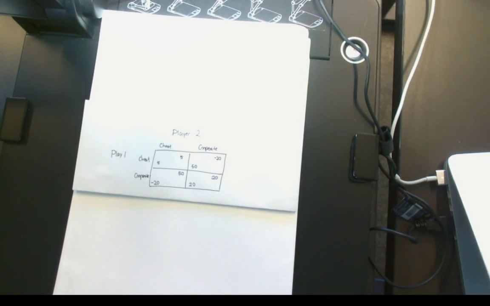Okay, so the first question is asking, what is the Nash equilibrium or equilibria if the game is played only once? This is just like any of the prisoner's dilemma games you have done before.